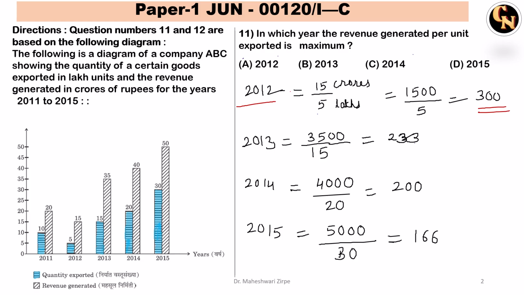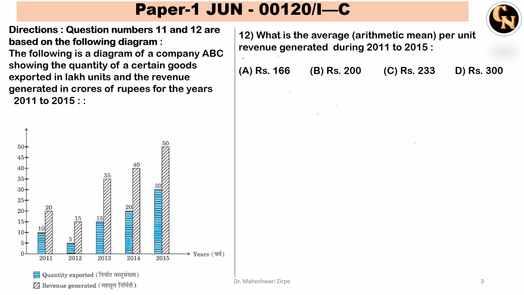Now if you see, the value for 2012 is maximum, that is 300. So the year in which the revenue generated per unit is maximum is 2012. This is the way you have to calculate and find out the answer. So the first answer is 2012.